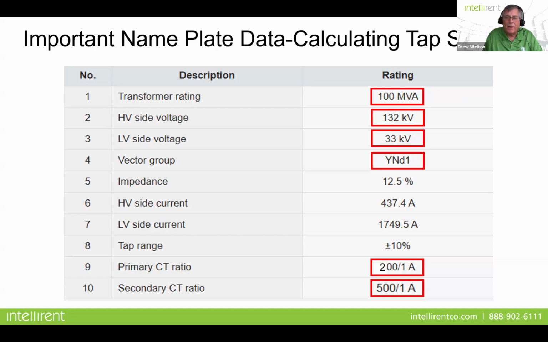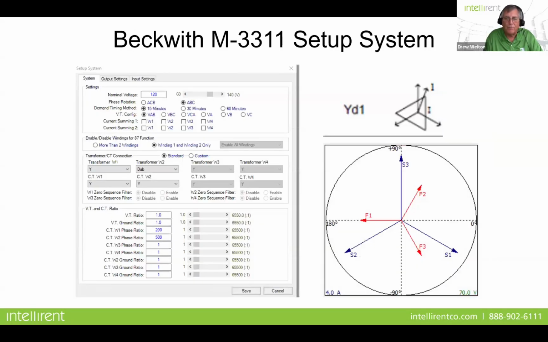Incidentally, the impedance value that's stamped on the transformer nameplate is very important too, though not necessarily for relay settings, but for when you're doing tests such as leakage reactance on the transformer itself.